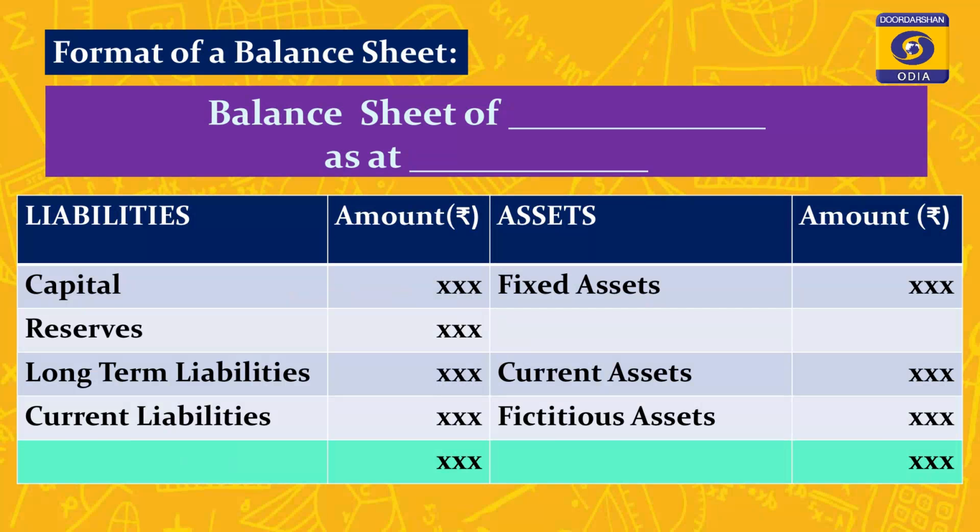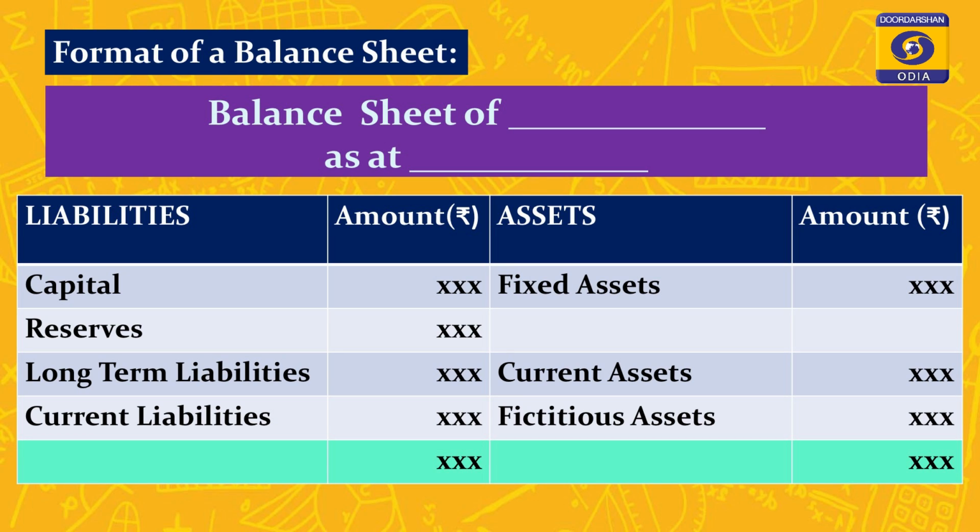So now let's take a look at the format of a balance sheet. This is an overall view of the format. Balance sheet of the firm, that means the trader or business for which you are preparing the balance sheet, as at dash, which means the date on which you are preparing it. That will usually be at the end of the financial year, the accounting year.